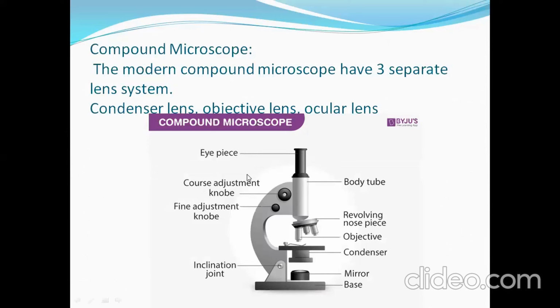And why is it compound? Because three different lens systems are involved. So what are the different lens systems? Here the condenser lens is present, then the objective lens, and obviously the ocular lens.